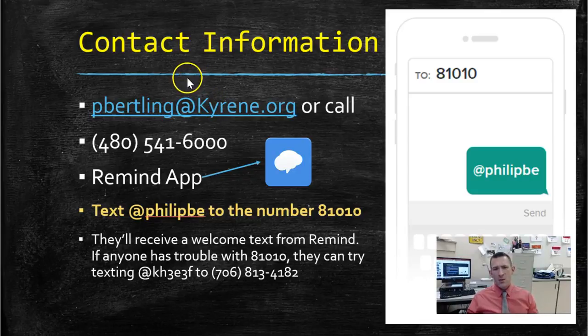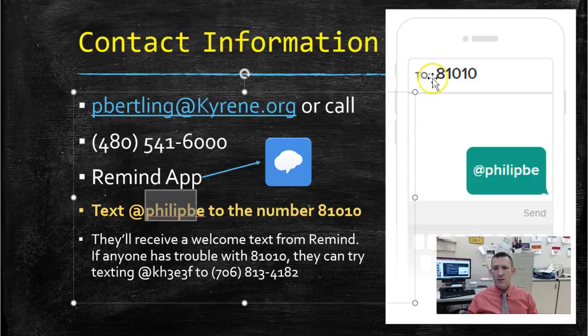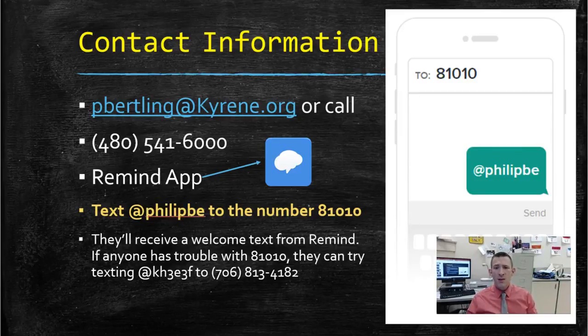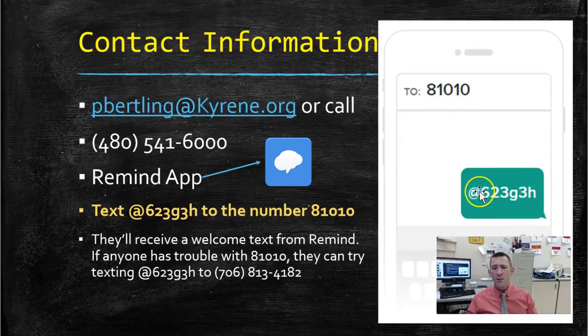Remind, this is a way to contact me. If you're in my science class, you'll use this particular Remind and join this group. All you have to do is text to this number, 81010, you text Philip B, and you'll be joining that group. If you're in my STEM class, you'll do the same thing, but instead of Phil B, you'll be texting 623G3H. I don't know why they made that more complicated, but they decided to do it that way.